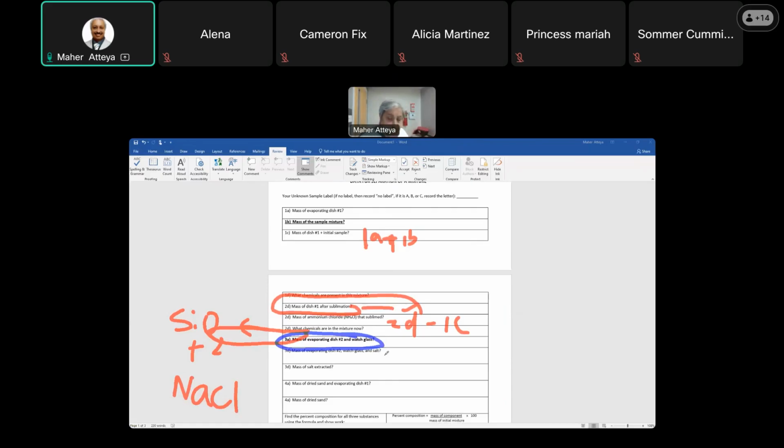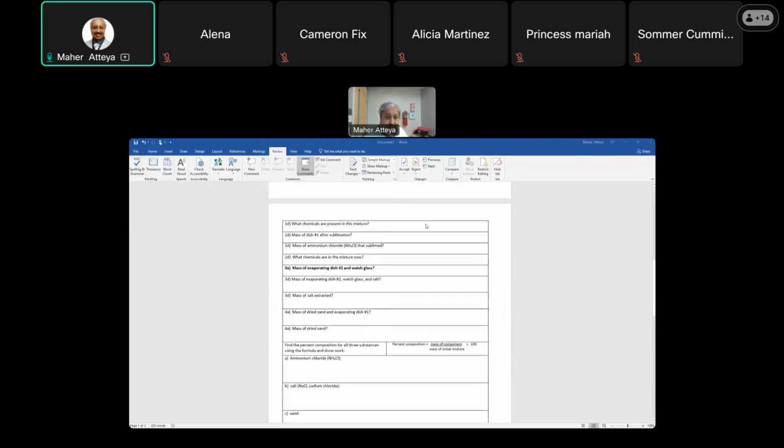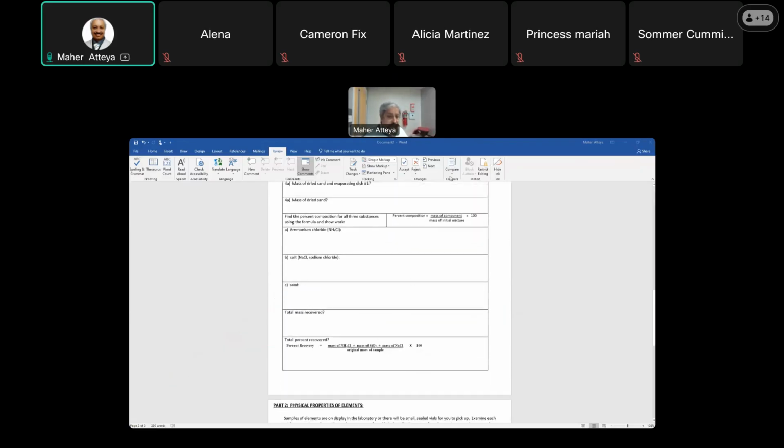Now, you'll come all the way down here. That's when you calculate the recovery. Now, you look at your percentage recovery. The closer you are to 100%, the better your data is. Lower than 100%, if you are close, 80, 90, that's good. But if you get 20, 30%, it means you have lost a lot of material.